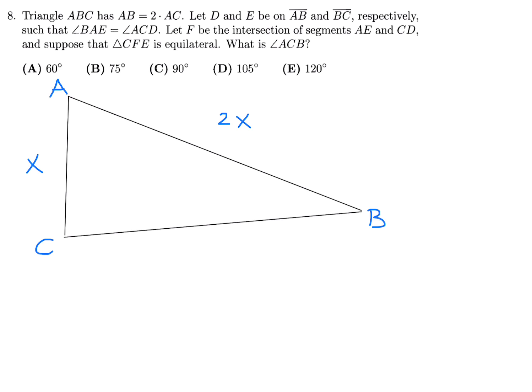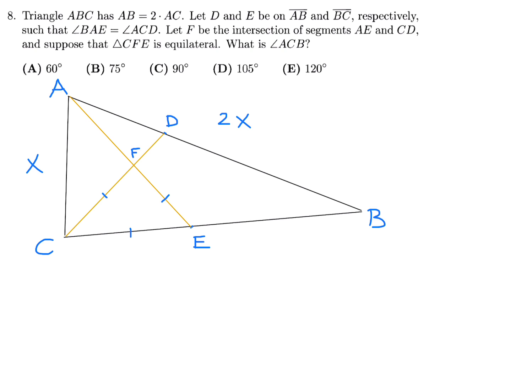And then now we've got to draw D somewhere. I'm not sure where, but let's just say here. And then E has to go somewhere. Let's just say here. And then we are connecting the line segments AE and CD. So let's do that. A to E and C to D. And then they're telling me that CFE is equilateral, where F is the intersection point right there. Okay, not bad. Not horrendously terribly drawn, not to scale, if you know what I mean.